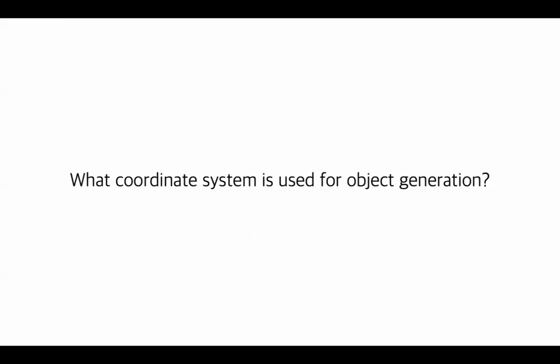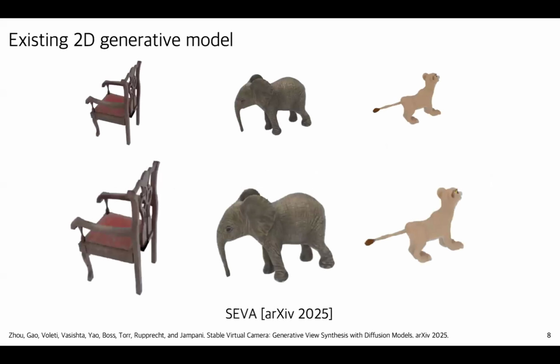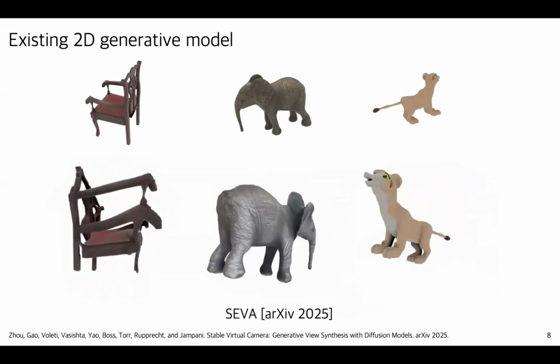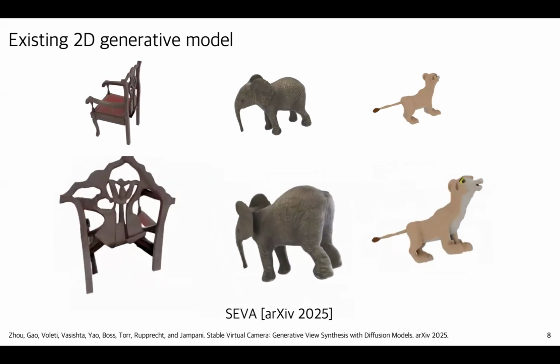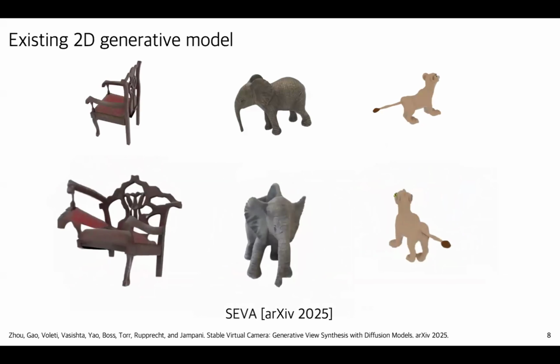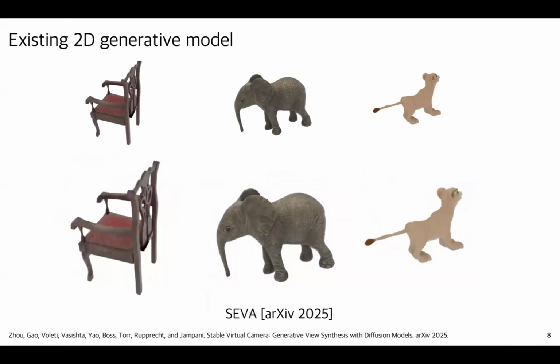So let's first take a look at how existing generative models generate objects. This is one example from the very recent work, Stable Virtual Camera. There we can see that given the three images on the first row, we can generate 360 degree object videos from these images. And what we can observe here is that they start from the camera pose that we provide and then orbit for 360 degrees, right?